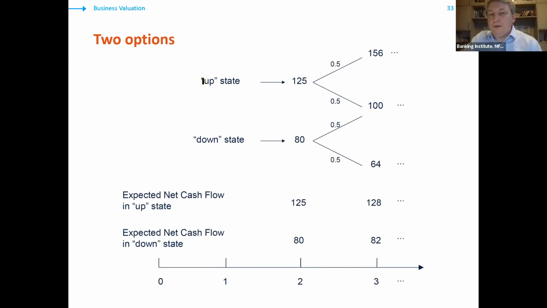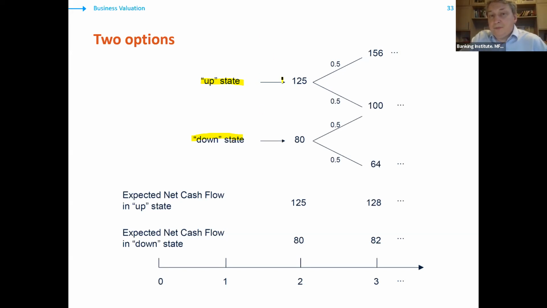After year one, we are either in the upstate, where the project is going okay so far, so the first stage is okay, or we are in the down state, right? The project went bad for the first stage, so maybe it will be better in stage 2, but so far it's not good.